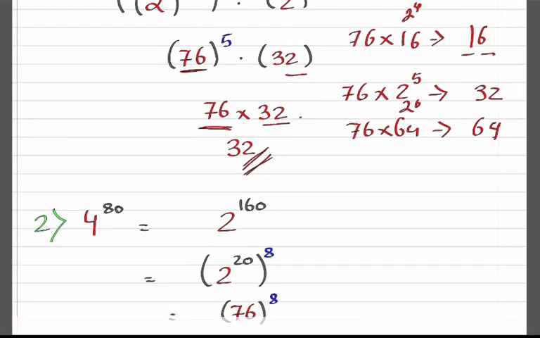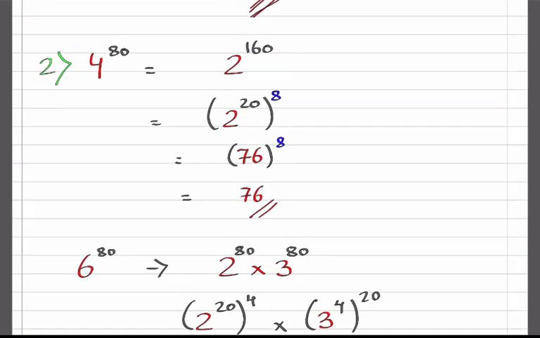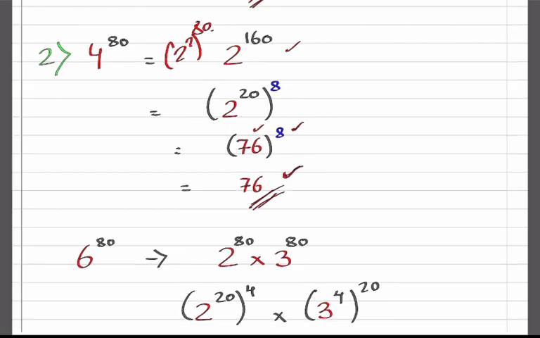Similarly, say I am given 4 raised to 80. Find out the last two digits of this. So I'll bring it in terms of 2: 2 raised to 160. What do I know now? 2 raised to 20. So I write it as 2 raised to 20, raised to 8. 2 raised to 20, what are the last two digits? 76. 76 raised to 8 is left now. 76 raised to anything, last two digits is always 76. That's it. So the answer for this is 76. As simple as that. Okay, let's go to this now.